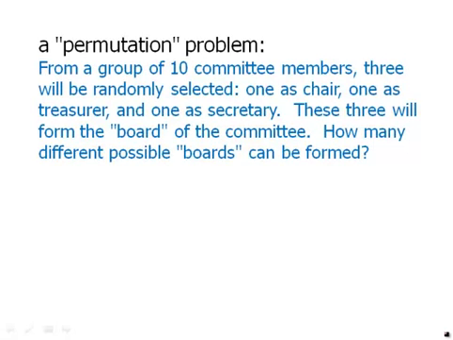So let's look at this problem. From a group of 10 committee members, 3 will be randomly selected. 1 is chair, 1 is treasurer, 1 is secretary. These 3 will form the board of the committee. How many different possible boards can be formed? Well, it's clear that order matters here. In other words, picking one person as the chair and then another person as the treasurer, say A is the chair, B is the treasurer, that's going to be different from picking B as the chair and A as the treasurer. So if we swap the order of people around in these particular offices, we'll get a different board.